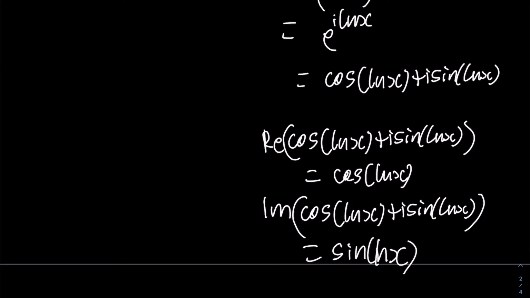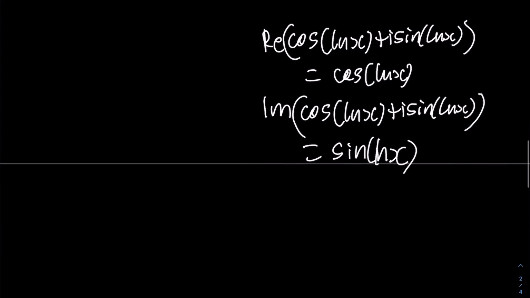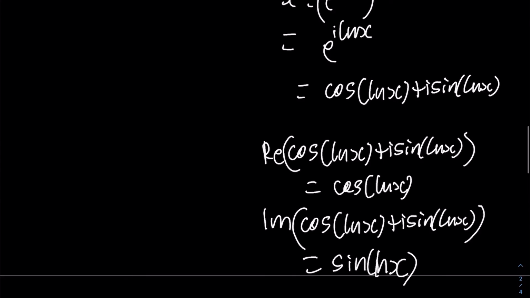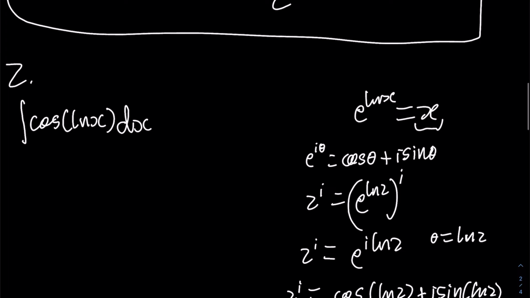So what we need to see is that we're trying to compute the integral of cosine of ln x, and that happens to be the real part of x to the i. So if we take the integral of x to the i and we take the real part of that, we're essentially doing the same thing.